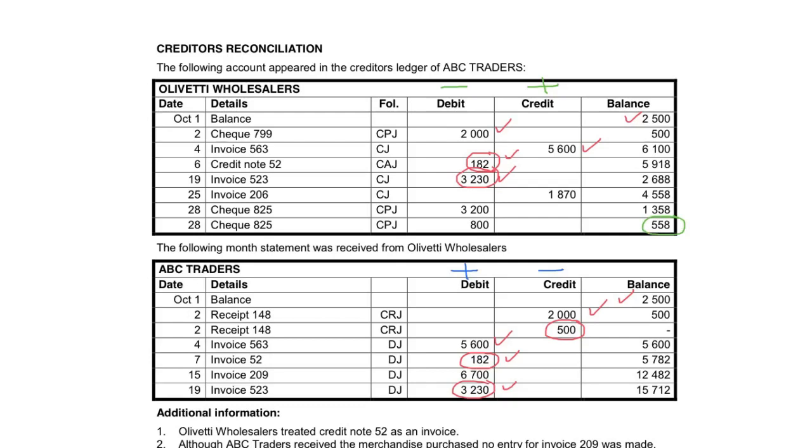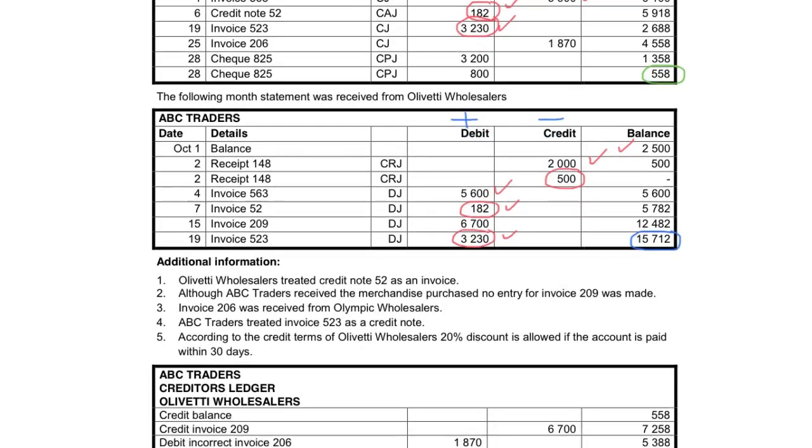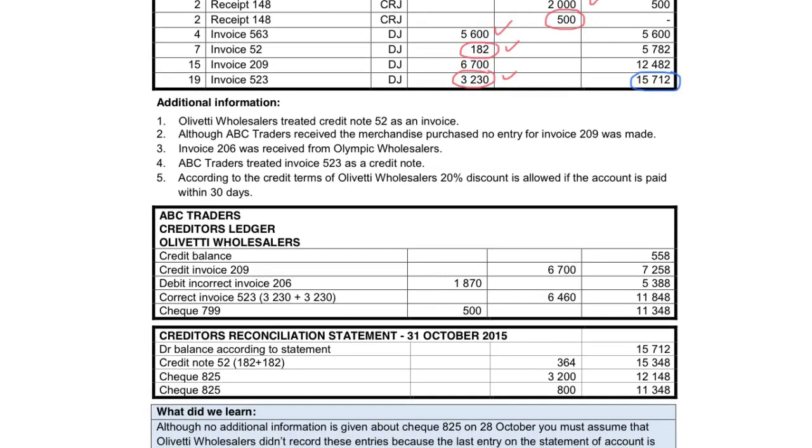And we will start the creditors reconciliation statement with the balance that they ended their account with, 15,712. So when we go to the creditors ledger, we will show that the closing balance at the end of the month was 558. And when we start the creditors reconciliation statement, we will show that the closing balance was 15,712.